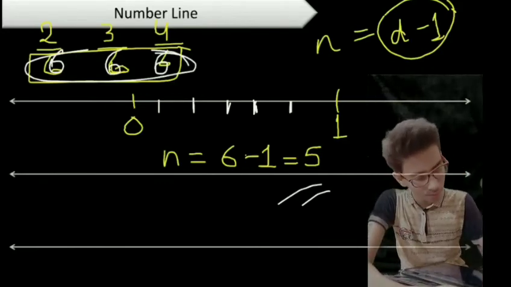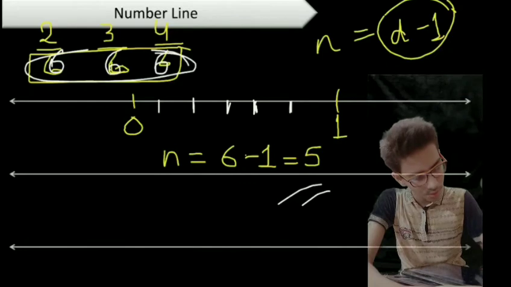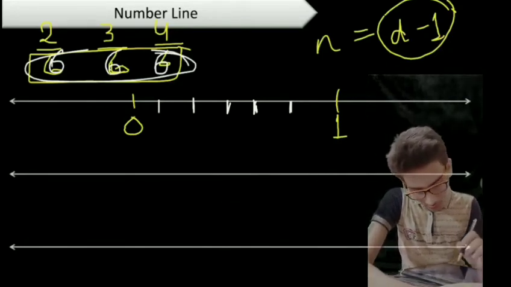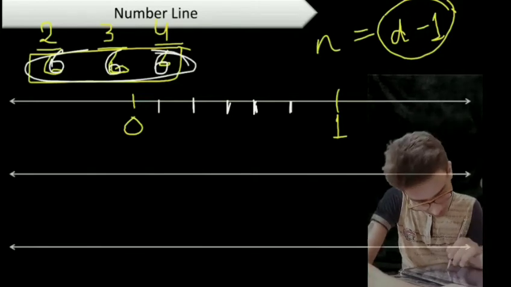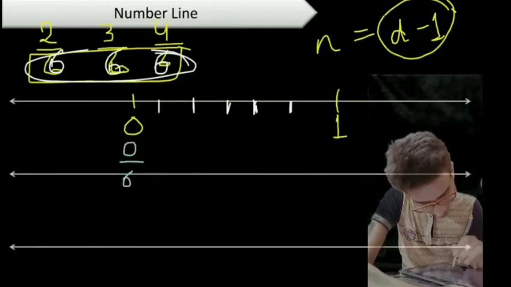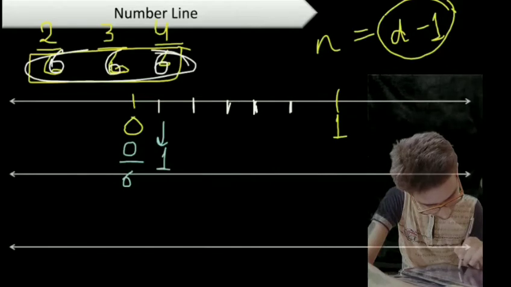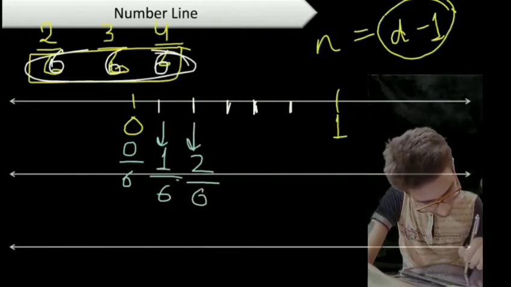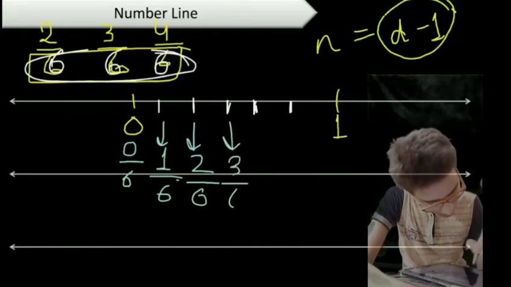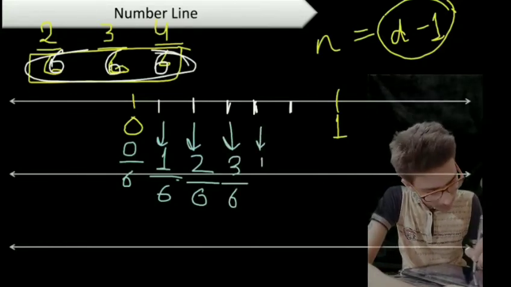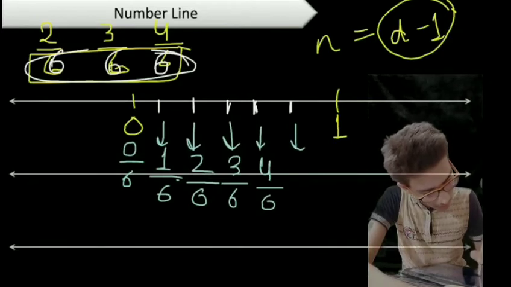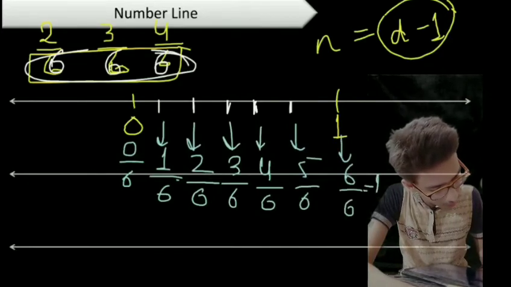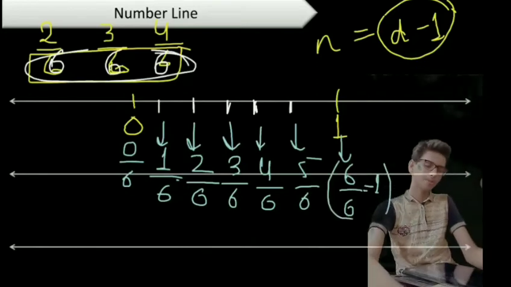Now let me remove this. Now 2 by 6 there. This is 0 by 6. This is 1 by 6. This is 2 by 6. This is 3 by 6. This is 4 by 6. This is 5 by 6. And this is 6 by 6, which is equal to 1. Right? Which is equal to 1.